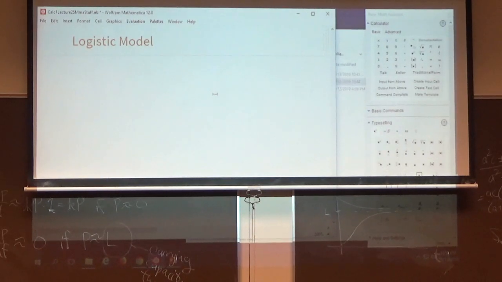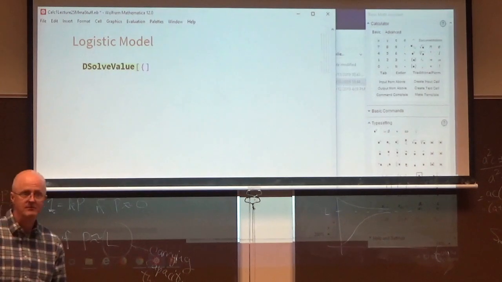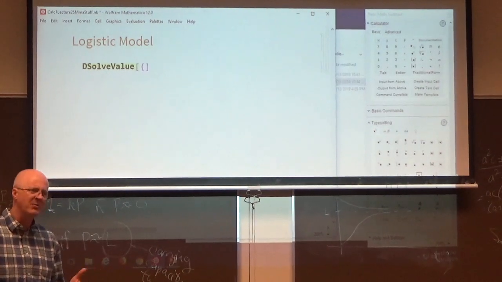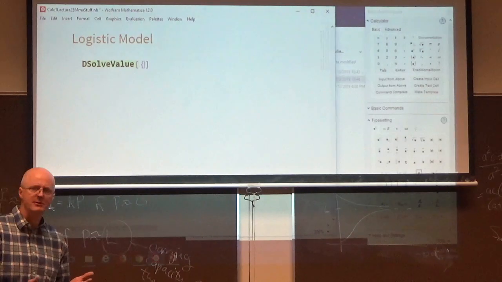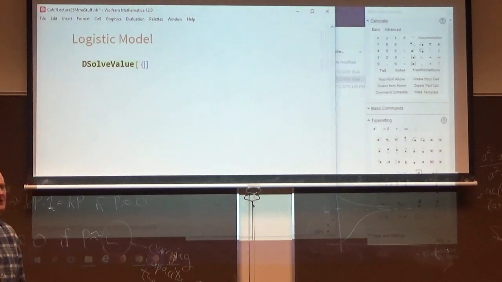It's a bit complicated, but I'll explain it after I type it. DSolveValue is a Mathematica function we want to use here. There's also something called DSolve, but it's a little stranger. DSolve essentially means differential equation solver. The value part emphasizes you want the output, essentially.